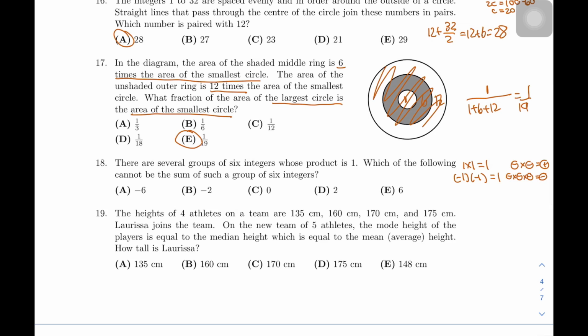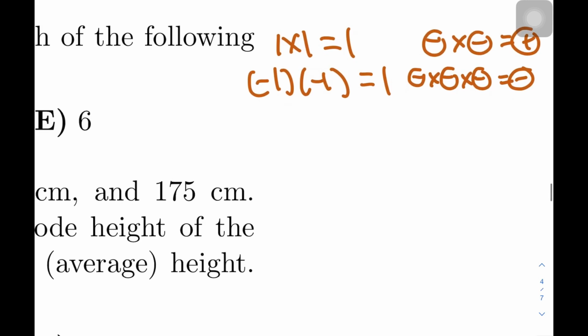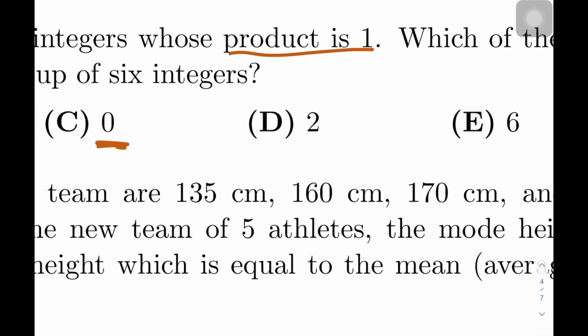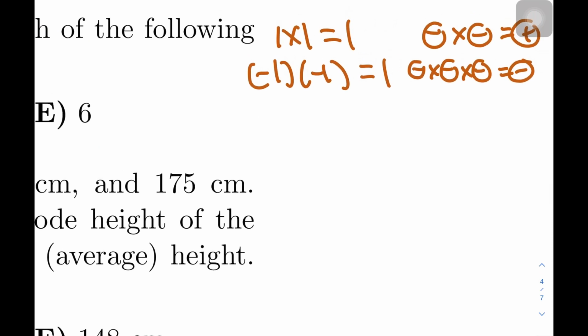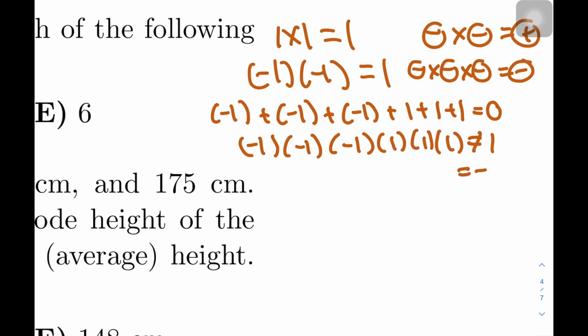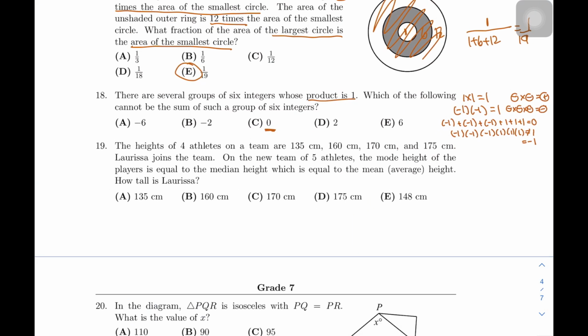And the first thing that jumps out to me is number C, 0, because if you think about it, you have to use only the integers 1 and negative 1 to add up to 0, but whose product is also 1. So if I want the sum to be 0, I'd have to do negative 1 plus negative 1 plus negative 1 plus 1 plus 1 plus 1, which equals 0. But negative 1 times negative 1 times negative 1 times 1 times 1 times 1 does not equal 1. It equals negative 1.